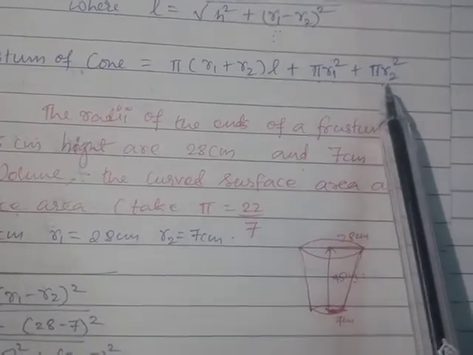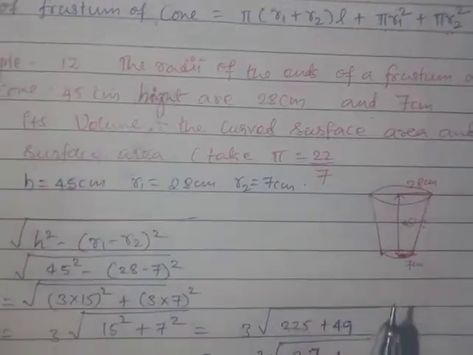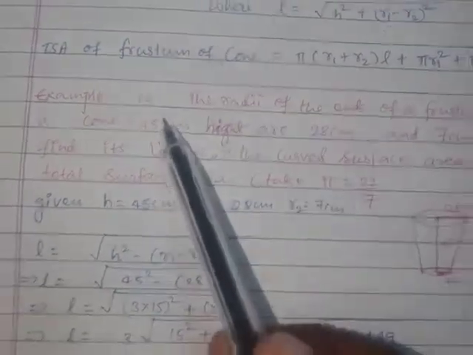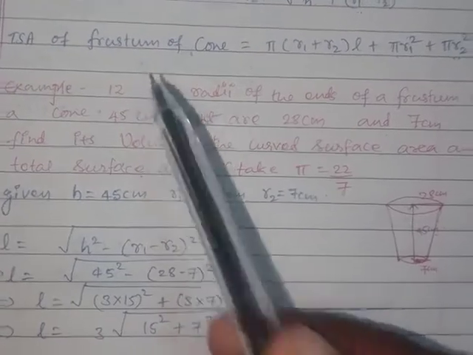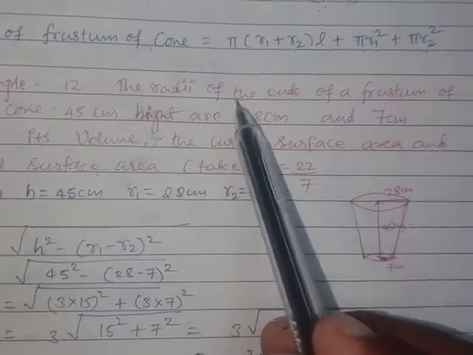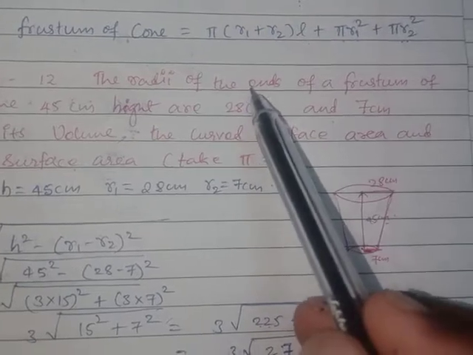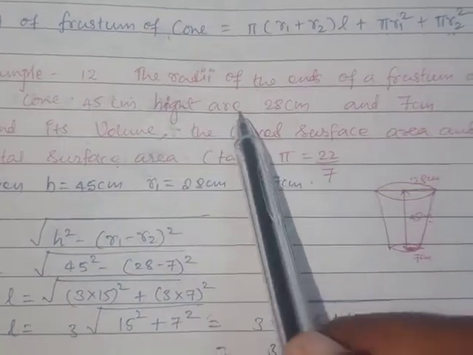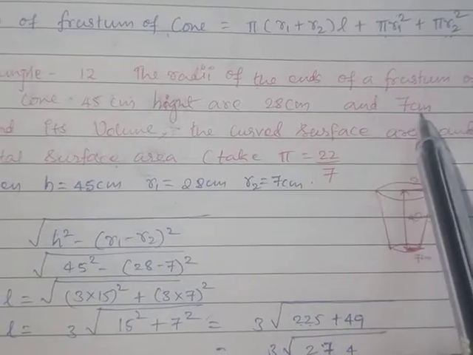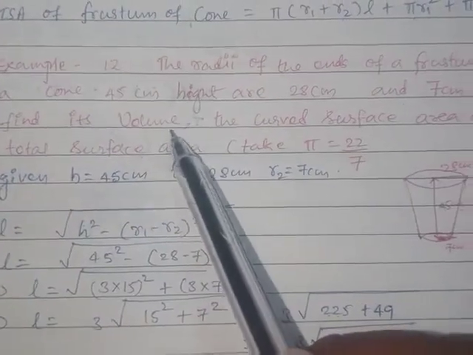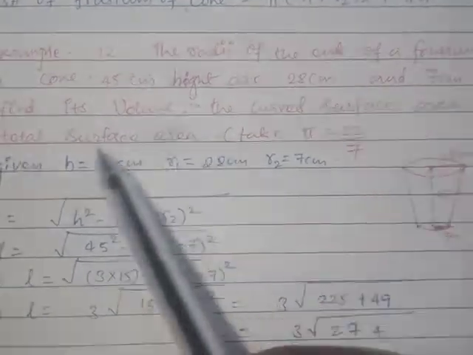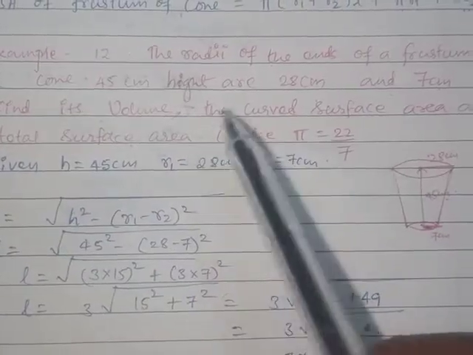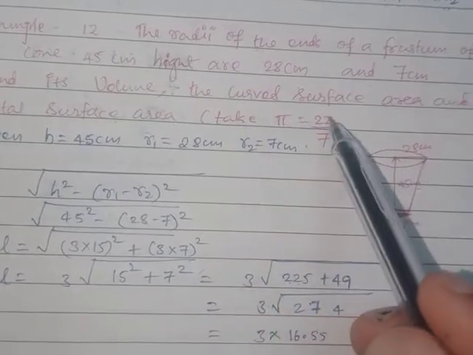Let's solve one problem. This is Example 12 of the NCERT textbook. The question is: the radii of the ends of a frustum of a cone of 45 centimeter height are 28 centimeter and 7 centimeter. Find its volume, the curved surface area and total surface area. Take the value of pi as 22 by 7.